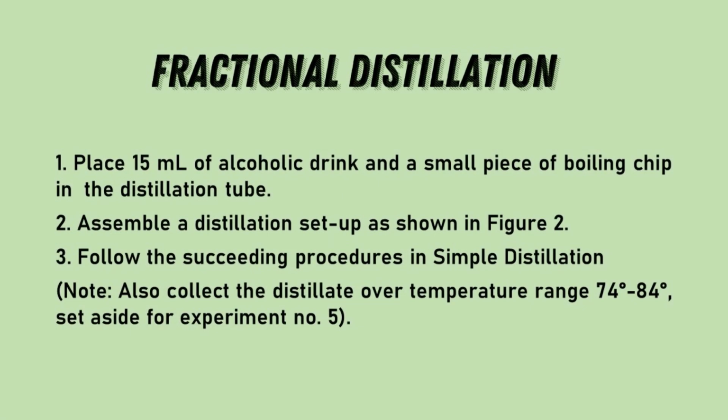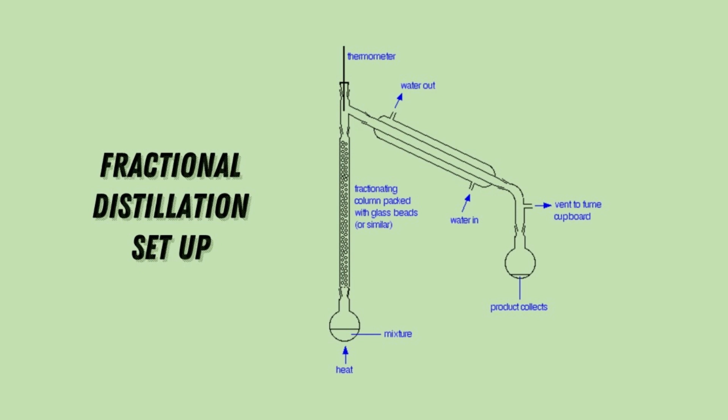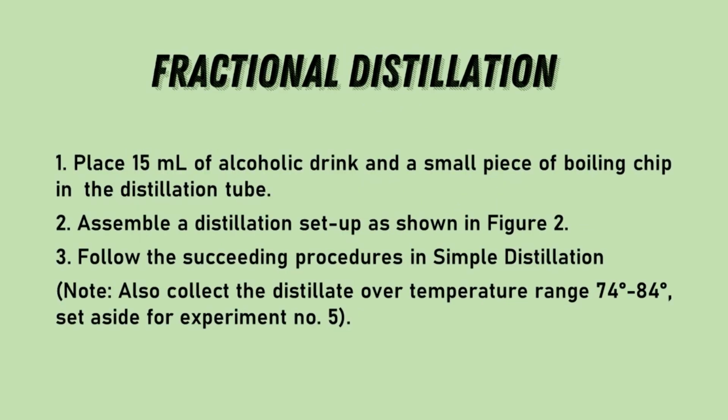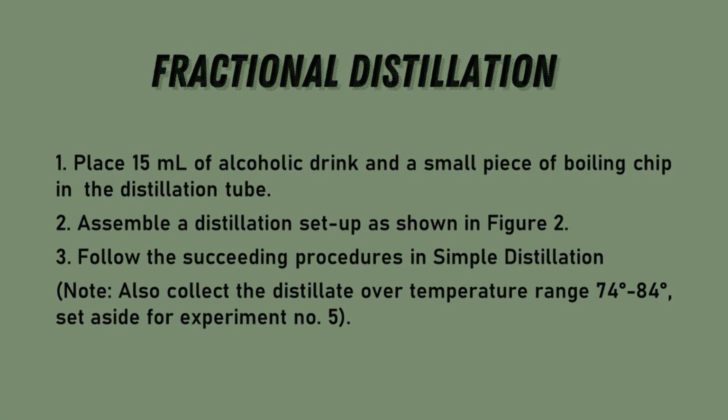The setup for fractional distillation. First, place 15 ml of alcoholic drink and a small piece of boiling chip in the distillation tube. Second, assemble the distillation setup as shown in Figure 2. Third, follow the succeeding procedures in simple distillation. Note, also collect the distillate over temperature range 74 to 84 degrees Celsius. Set aside for experiment number 5.